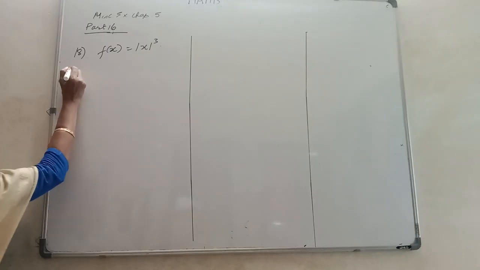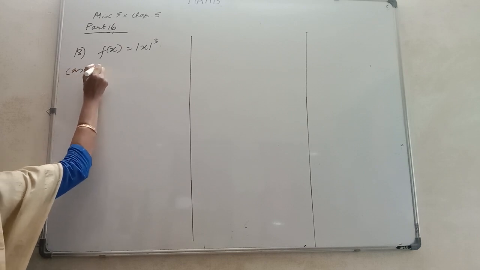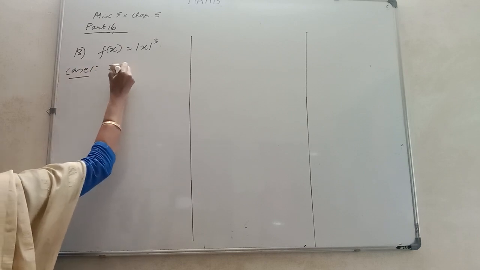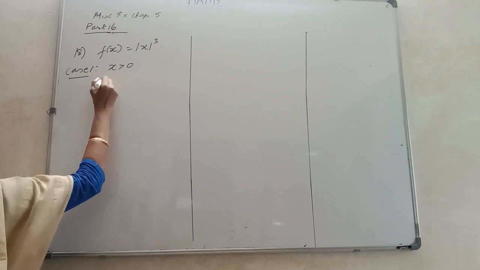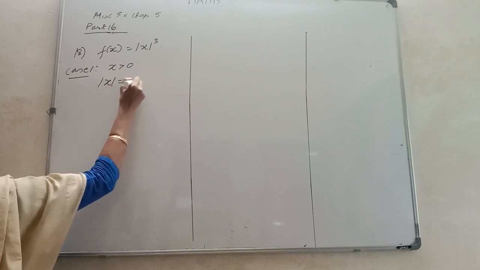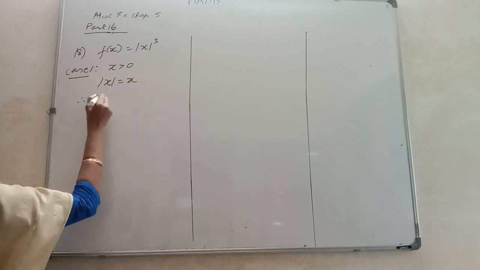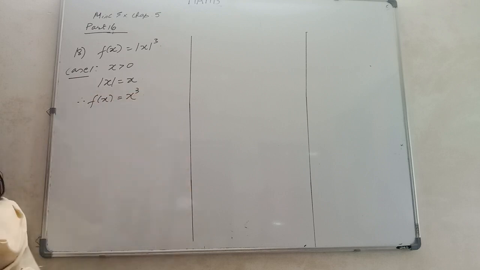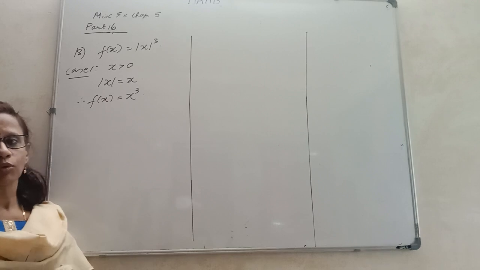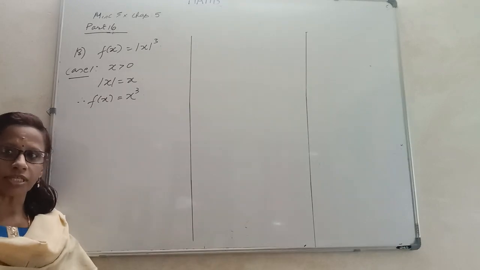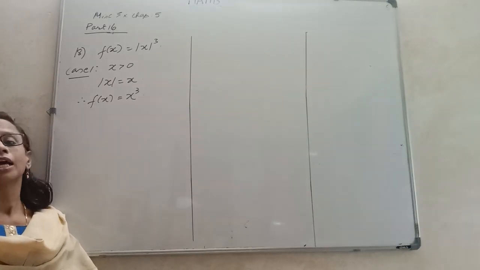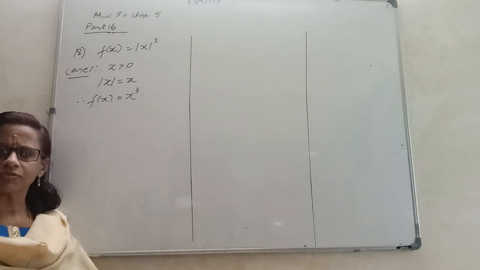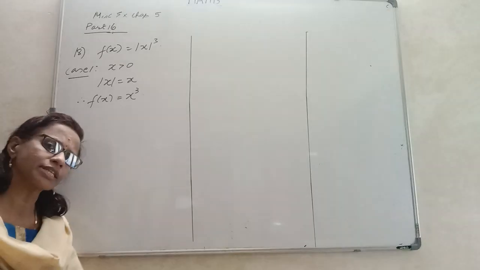As I told you, we'll take case 1, where x is positive. We all know that when x is positive, modulus of x is x. So your f of x becomes simply x cubed. Why? Because f of x is modulus of x the whole cube, and modulus of x is x because x is positive. So it's x cube. Now it's quite easy because we have to find the second derivative. Let's find it.